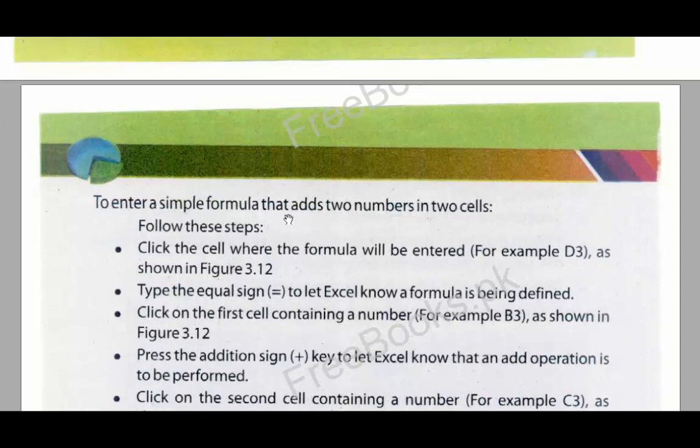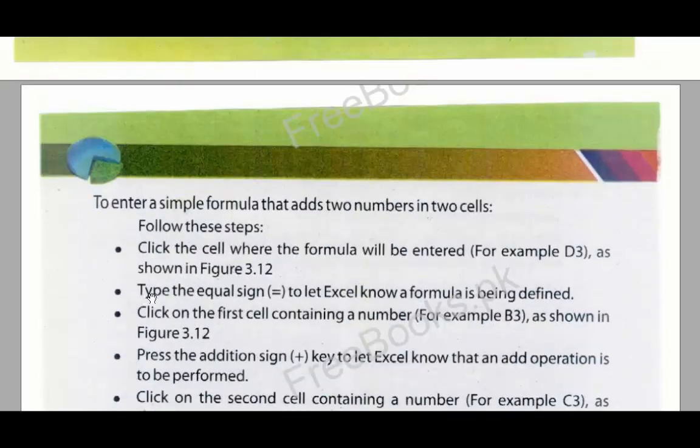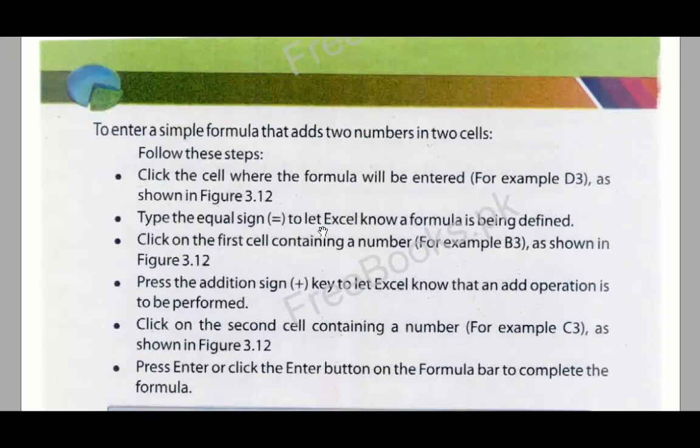To enter a simple formula that adds two numbers in two cells, follow these steps. Click the cell where the formula will be entered, for example D3 as shown in figure 3.12 here. Type the equal sign to let Excel know a formula is being defined. Click on the first cell containing a number, for example B3 as shown in figure 3.12.